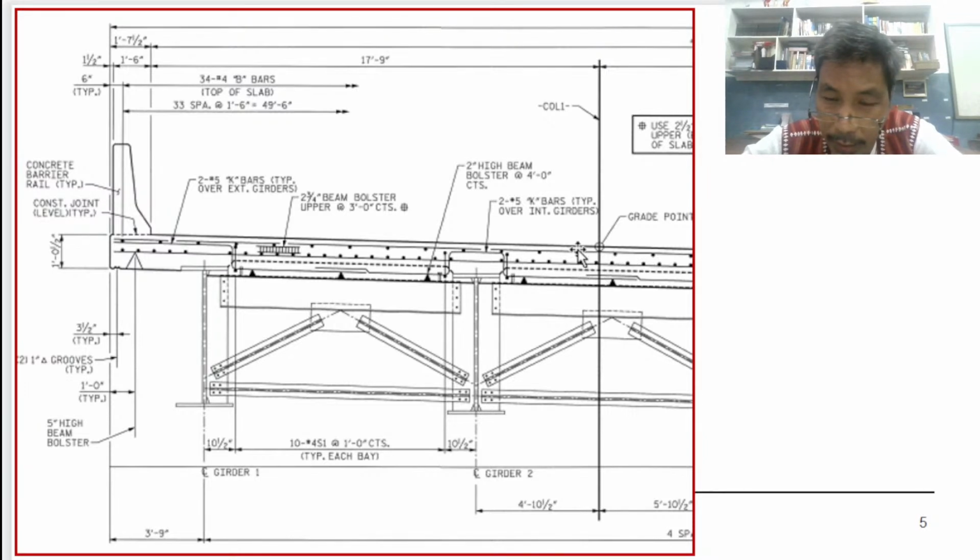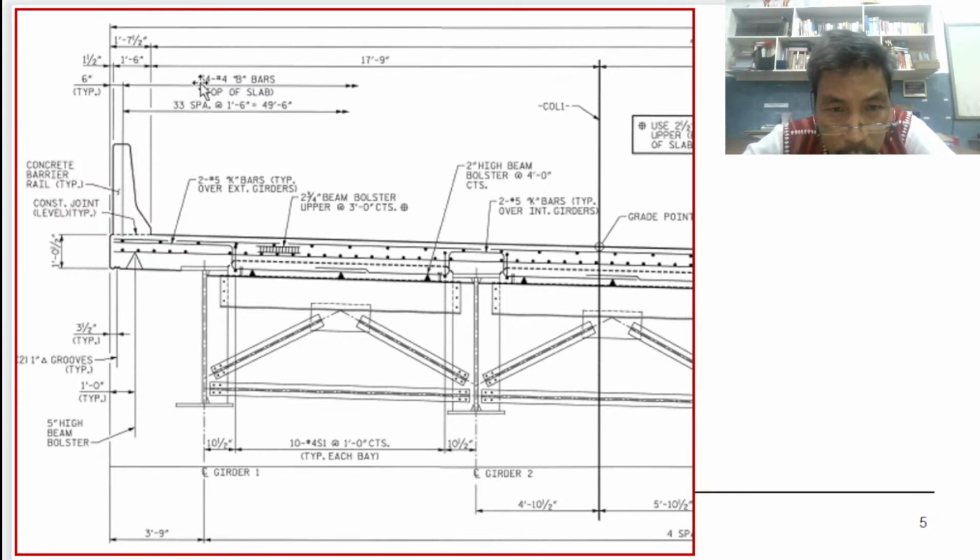The top portion or the top layer of this is what we call the wearing surface. So for the wearing surface, how many layers are there? 4 to 5 layers, and the top layer is what we call the wearing surface. Okay. So this is our concrete barrier. Typical. Okay.